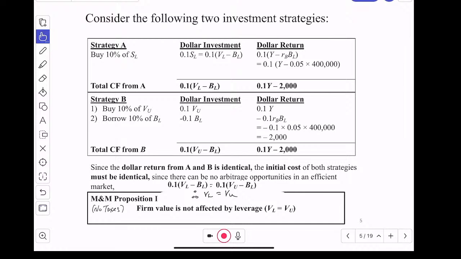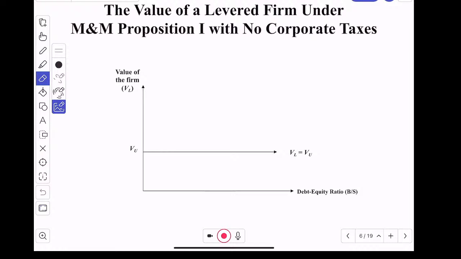Okay, so this is known as M&M Proposition 1, no taxes. The conclusion is that, given all those assumptions, the firm value is not affected by leverage. And I can illustrate that. This illustration will be the beginning of several.